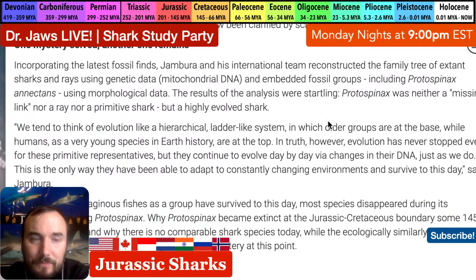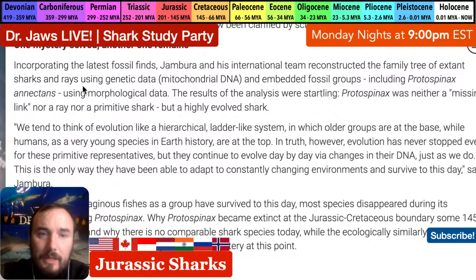Let's see. Incorporating the latest fossil finds, Jambura and his international team reconstructed the family tree of the extant sharks and rays using genetic data and embedded fossil groups, including Protospinax. The results of the analysis were startling. Protospinax was neither a missing link nor a ray nor a primitive shark, but a highly evolved shark. Huh.